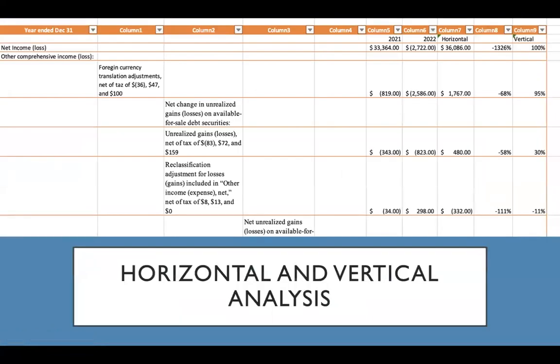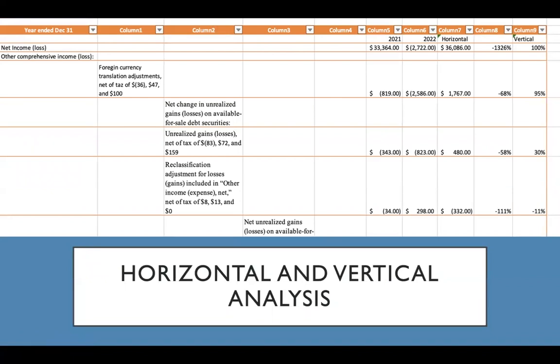the statements presented in the form by Amazon, as I have prepared a horizontal and a vertical analysis. It's important to remember that throughout this presentation, all of the data that is presented is recorded in millions. So keep that in mind as we're reviewing this information.